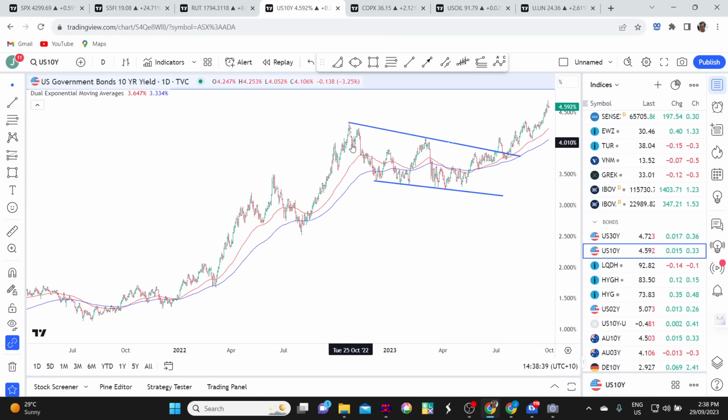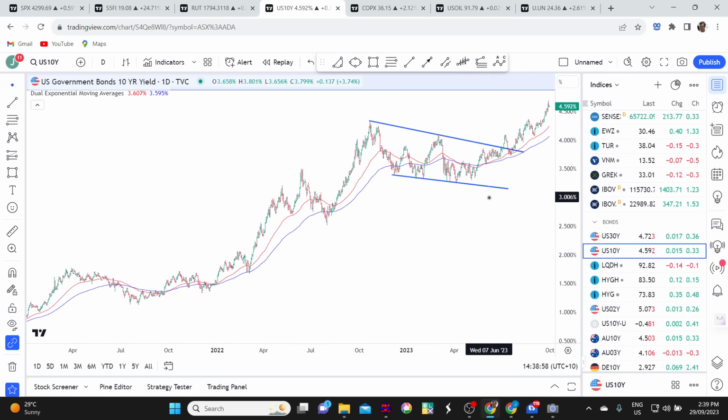Last thing I want to look at, US 10-year bond yield. It's continued to increase, and that's been the case since we started looking at the breakout from this flagging pattern back in June. Moving averages have been rising and the yield's been rising, so no terrific surprises there.